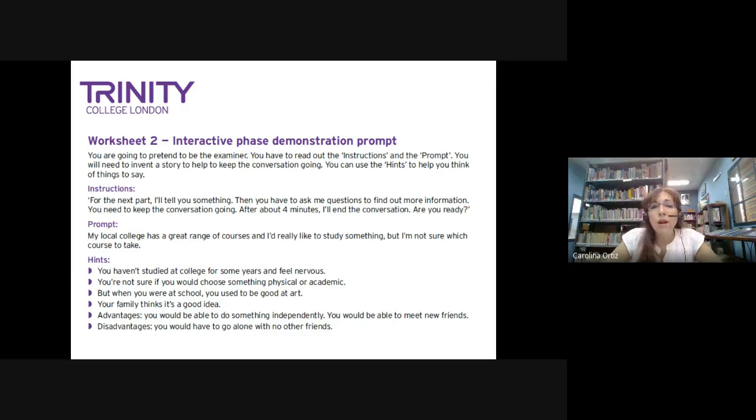You have to read out the instructions and the prompt. You will need to invent a story to help keep the conversation going. So you can use the hints to help you think of ways to say. So you open up a prompt.